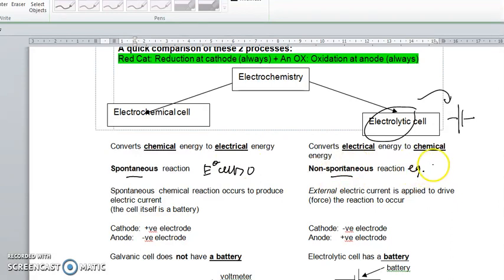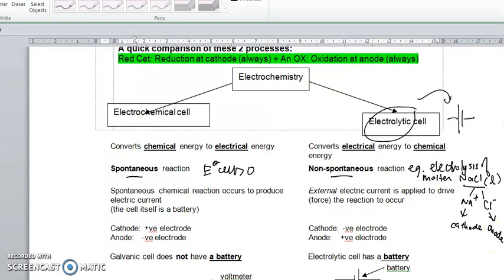And to give you an example, electrolysis of molten sodium chloride. In the electrolysis of molten sodium chloride, the only species available are Na plus and Cl minus and nothing else. So Na plus will go to the cathode and get reduced there to Na. Cl minus goes to the anode and gets oxidized there. For molten sodium chloride, you don't see that happening spontaneously. Your table salt at home doesn't become the element sodium and chlorine gas. You need the external electricity to force it to occur.